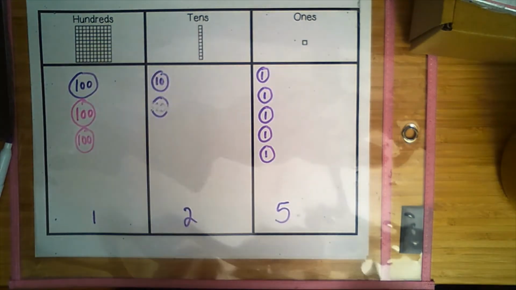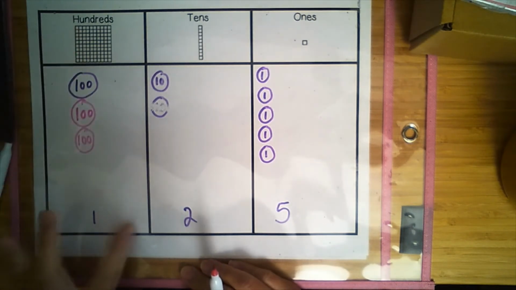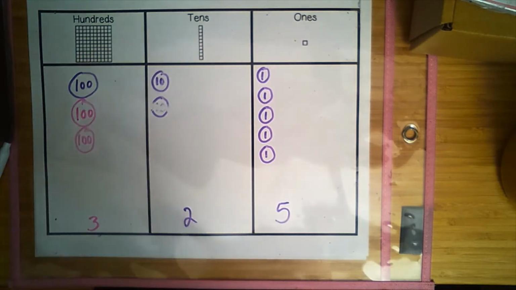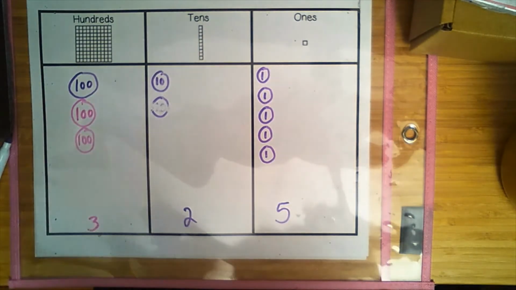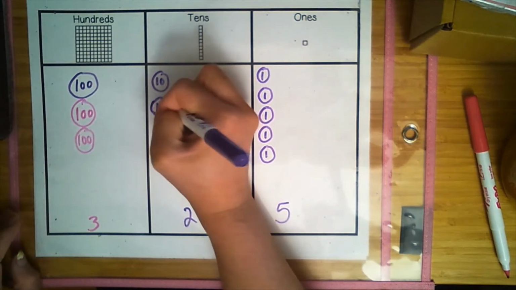My friends, you'll notice that now our digit for the hundreds place is going to change from 1 to 3. So that our number is now 325. Whoops. Let's go ahead and fix that tens disc.